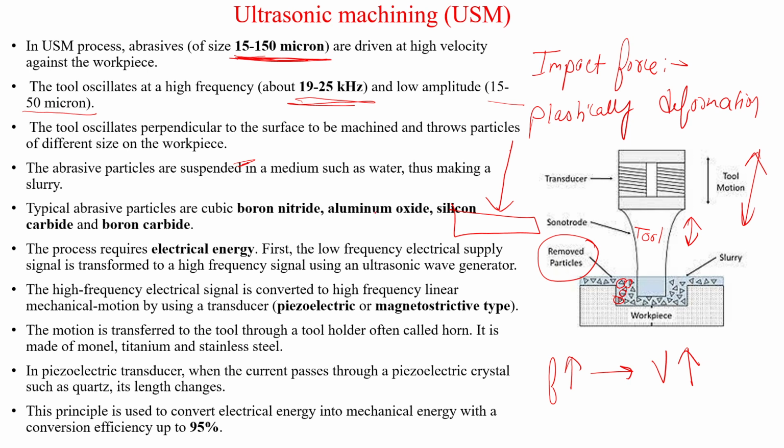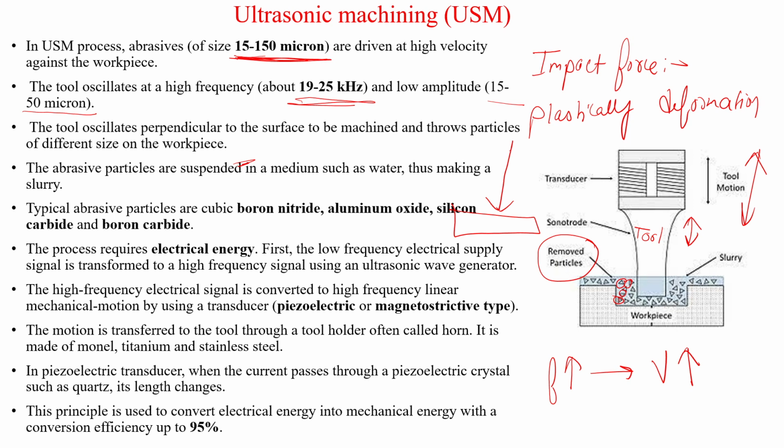First, the low frequency electrical supply is transferred to a high frequency signal using an ultrasonic wave generator. There is an ultrasonic wave generator in the system which transfers the low frequency electrical signal to a high frequency signal for better movement of the tool. Okay. Then what happens? The high frequency electrical signal is converted into high frequency linear mechanical motion. This electrical signal has to be given to the tool for movement, and the tool is moving linearly, but the signal has to be converted into mechanical motion, because the tool does not understand the electrical signal. Therefore, this electrical signal is converted into mechanical motion through which the tool moves. Okay.